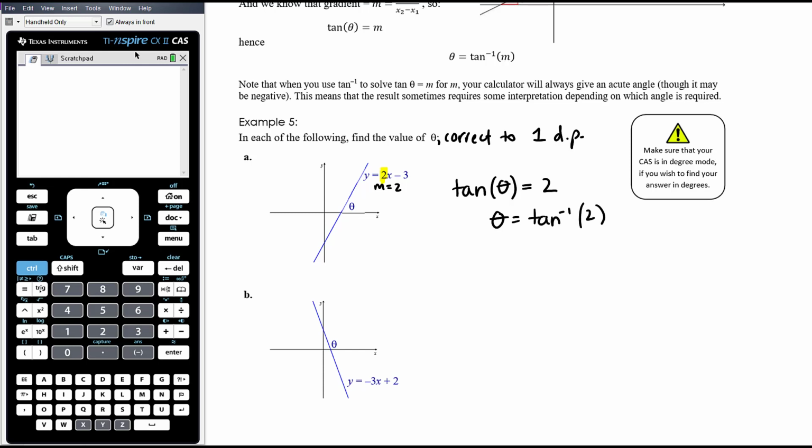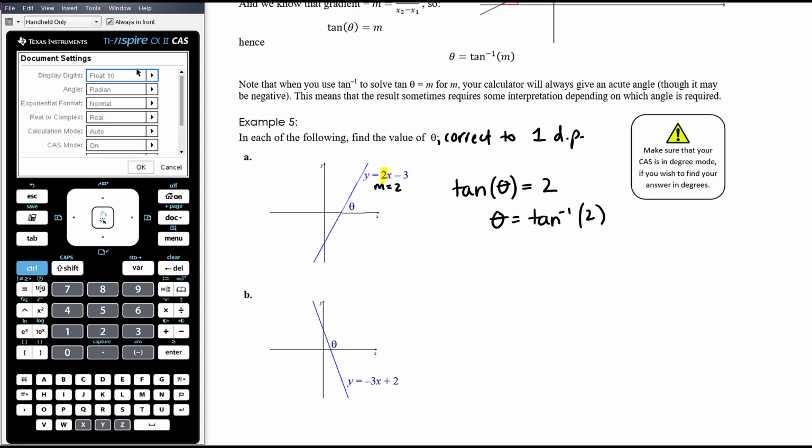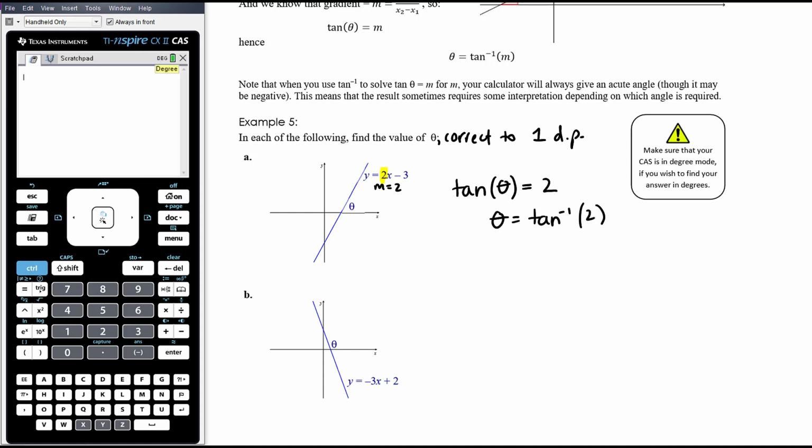And when we type that in our calculator, my calculator is in radian mode. If you've got a newer calculator, now when you just click on this, you can change it without having to do anything. If you've got an older calculator, you'll need to actually click on the battery icon, go to document settings, and change the angle mode to degree. So make sure you're in the right mode. If you've got a really old calculator, your calculator won't even tell you what mode you're in up there. I would suggest trying to update your software if that's where you're at, or maybe get a new CAS.